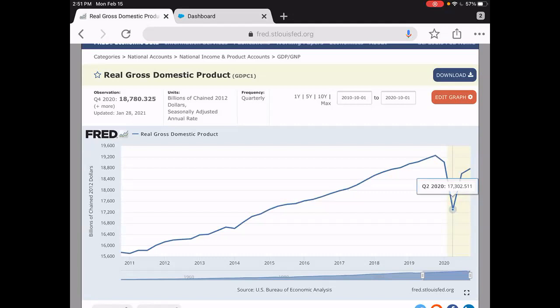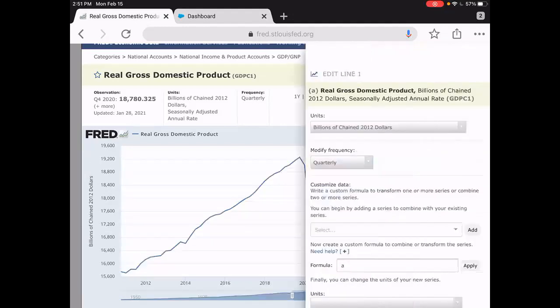In quarter 2, we were at 17,302. In approximately quarter 4 of 2015, it was about the same. So COVID-19 was a significant event on the economy. Now, the economy does slowly start to open up, but even then, with the most current data we have, 18.78, that's still down from the 19.253. How much?